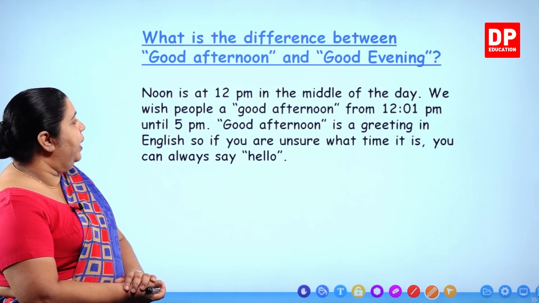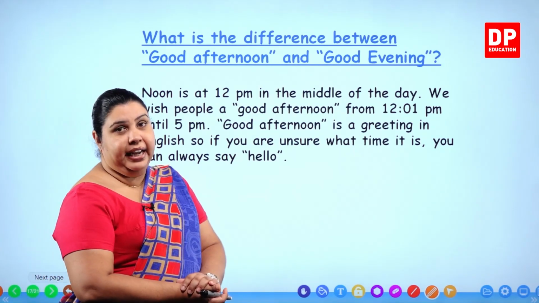Noon is at 12 p.m., in the middle of the day.